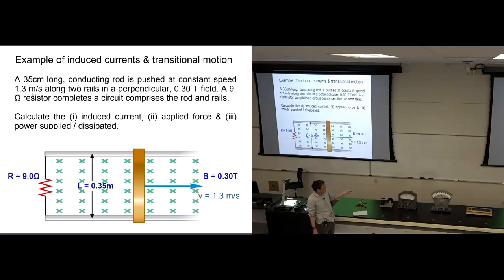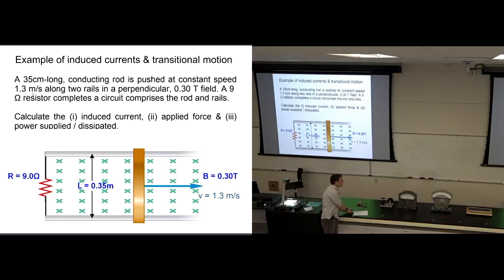We've completed the circuit with a 9 ohm resistor here. So the combination of the resistor, the two rails, and the rod are an entire circuit. The entire circuit encloses some region of magnetic field, some field lines, some magnetic flux, and we're changing that magnetic flux by moving the rod.